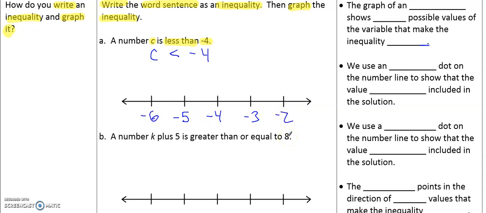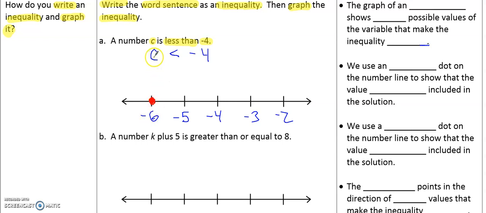Okay. Now, let's think about what's happening here. What values could C be? Could C be -6? Is -6 less than -4? Does that mean -6 is to the left of -4? It is. So this would be a solution. So I'm going to put a little dot where there's a solution.